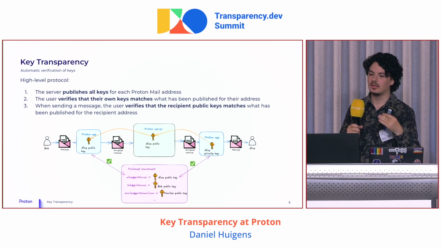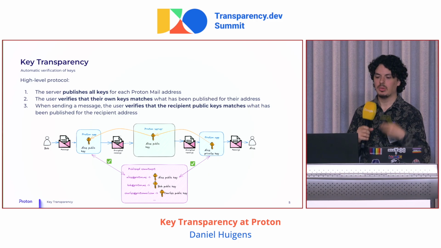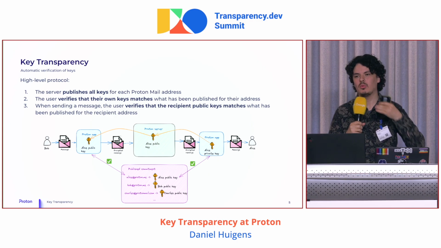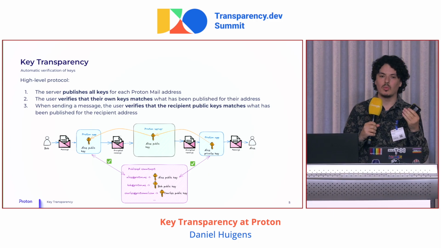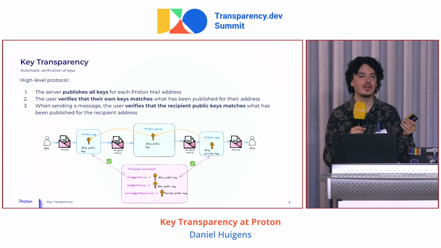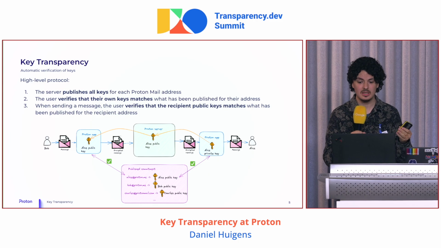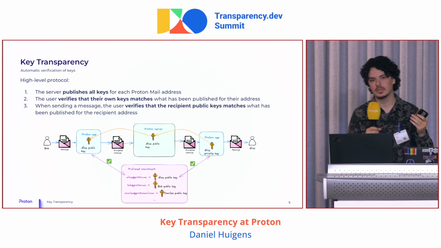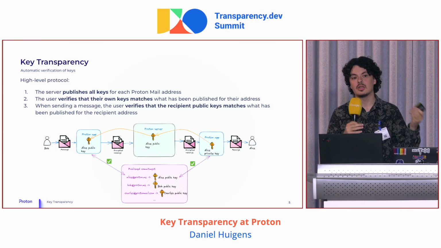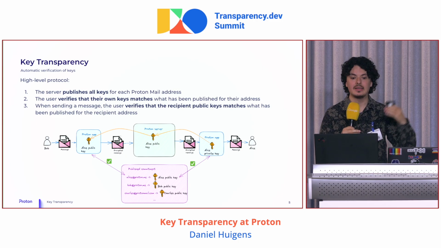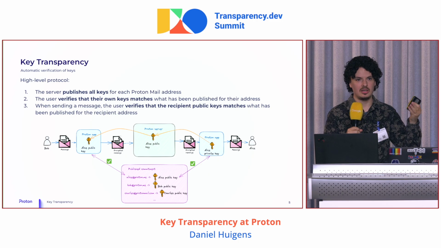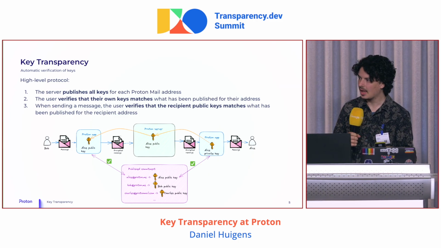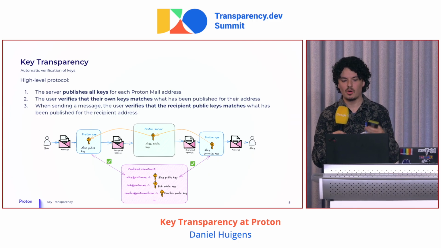The very high-level idea is that we publish all keys for every Proton Mail address to a transparency log, and then every user will go and check their own keys in this transparency log and check that they match their own keys. And then when sending a message or a file, you also go and check the keys that you receive from Proton's key servers against this transparency log. Assuming that the recipient has checked their own keys, and assuming that you're seeing the same keys, given that it's in a public transparency log, you can know that they are the correct keys for that email address, and that you're encrypting hopefully with the right keys.